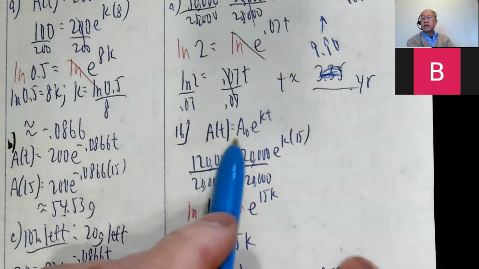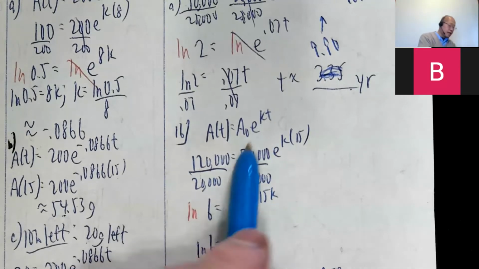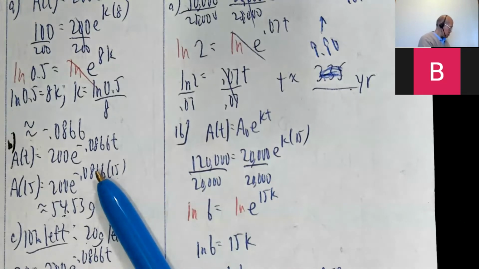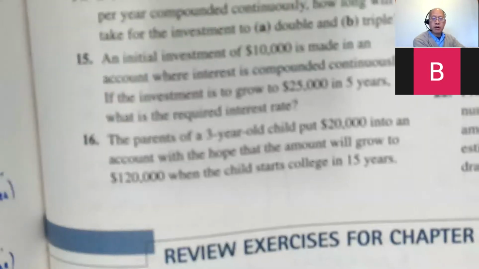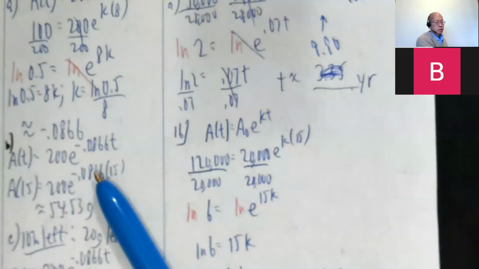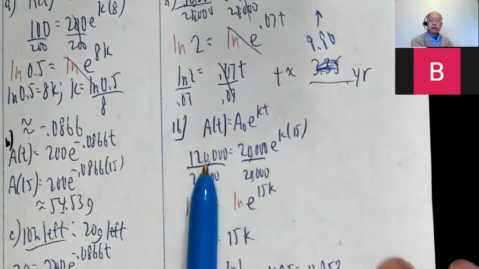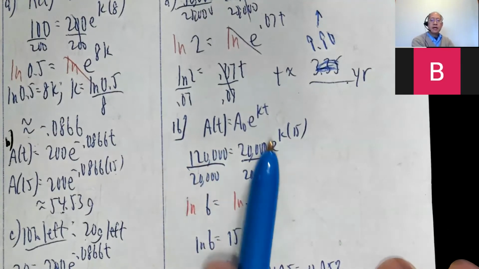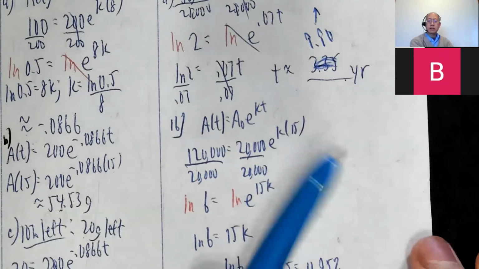So I start with A of t is A0 e to the kt. And it says they're starting with 20,000. The initial amount is 20,000. They wanted to grow to 120,000. So 20,000 here, 120,000 here, e to the kt, and the time is 15 years because the child is 3 years old now. So in 15 years, they'll be 18, ready to start college.